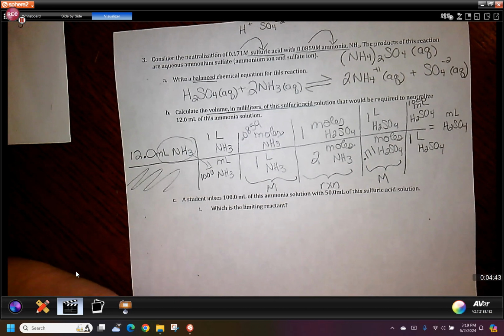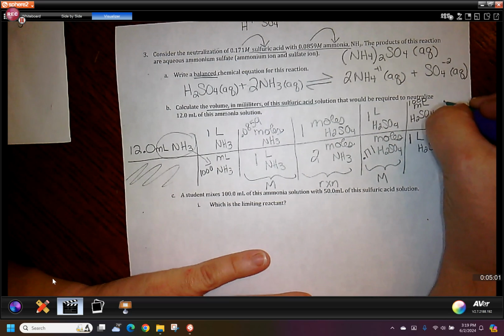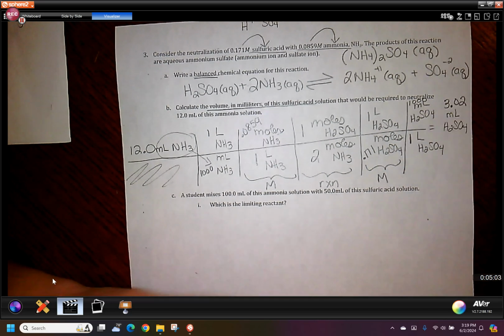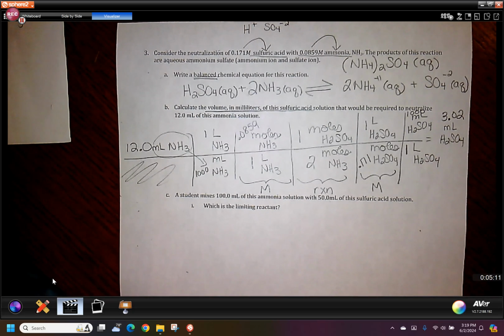Okay, calculator nightmare kind of here, folks. I've got 3 numbers in the denominator. I need to use parentheses, or take the numbers at the top, hit equals, divide by everything in parentheses, and you should end up with 3.02 milliliters. Okay? All right. So that's how much, in a perfect world, if I use 12.0 milliliters of ammonia, that's how much sulfuric acid I should need.